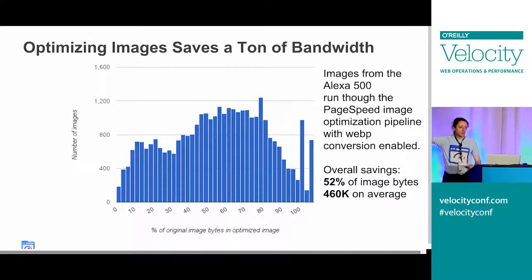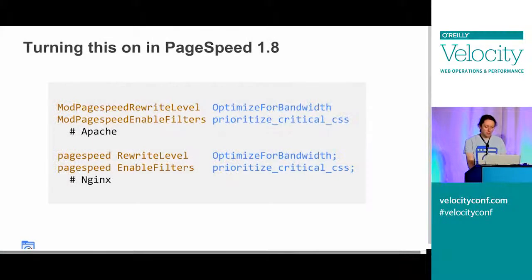We're saving 460K of download and about half of the bandwidth of fetching a page just by doing this in-place resource optimization. Right, so that's a huge amount of the bandwidth savings. That's pretty much all of the bandwidth savings that we're realizing using mod_pagespeed is right here. Right, so that's great, right? You're done. IPRO works great, and you can turn it on in PageSpeed 1.8. We have this optimized for bandwidth level, and you can enable this prioritized critical CSS filter, and everything will work wonderfully.